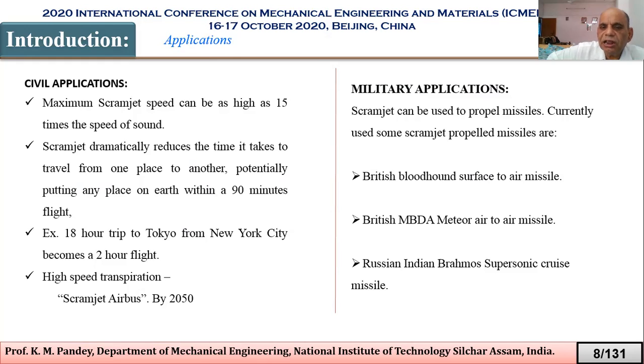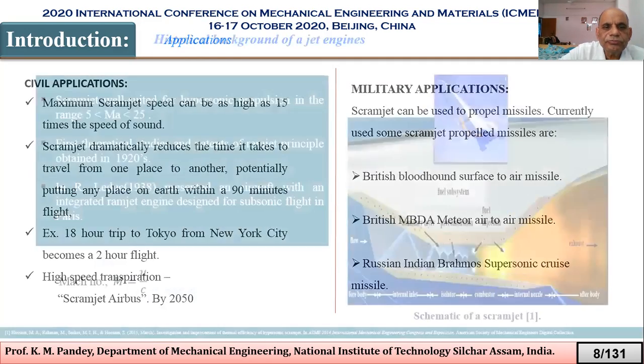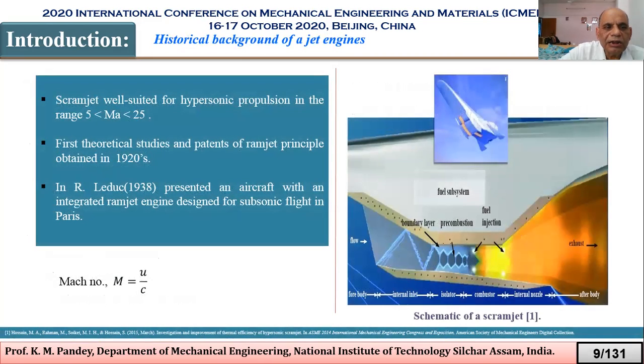Then there are military applications in surface-to-air missiles, air-to-air missiles, then the Russian-Indian BrahMos supersonic cruise missiles. So these are military applications. And after that, the scramjet is well suited for hypersonic propulsion in the range of Mach number 5 to Mach number 25.